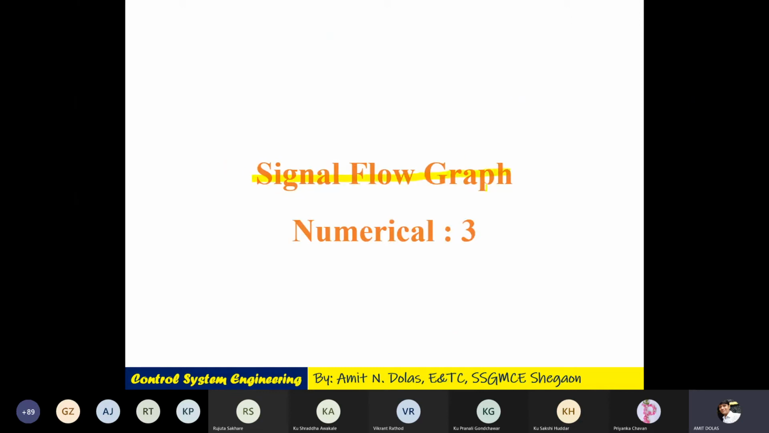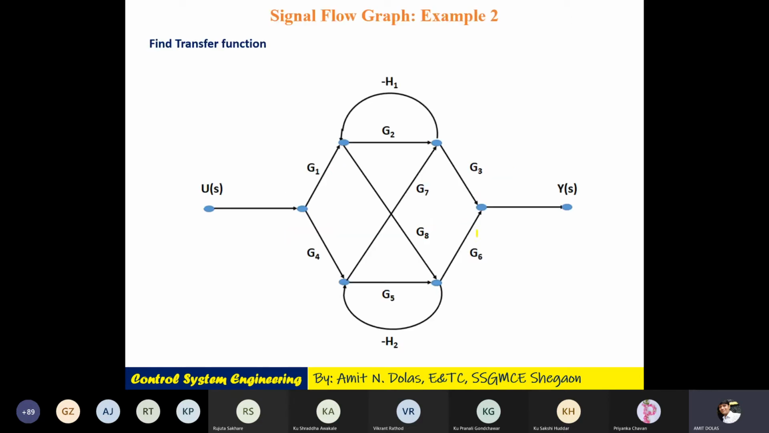Next are certain examples, some complex examples where there will be more two non-touching loops or three non-touching loops. I have opted one example of each category. So numerical number 3. This is from a university exam. In the examination, the signal flow graph is directly given and the objective is to find the transfer function. So this is the graph. You can see U of S is the input, Y of S is the output, and we have to find out the loops and forward paths in this figure.